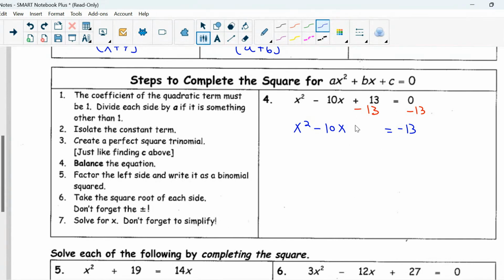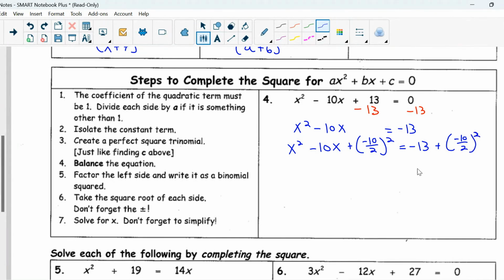Okay, so for completing the square, we're going to use the same method as above to fill in a c value for what would be our trinomial on the left side. So in order to complete the square, x squared minus 10x, we are going to take half of our b value. So we are going to take negative 10 divided by 2, and we are going to square it, and that will equal negative 13 plus our same result.